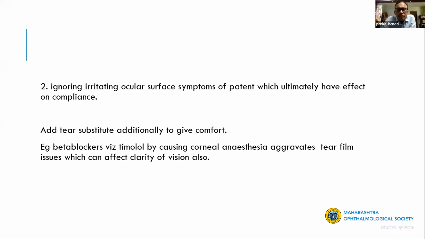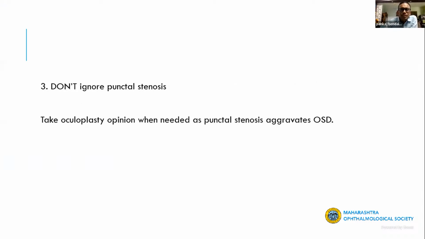Second is ignoring the irritating ocular surface symptoms of the patients, which ultimately have effects on compliance. So adding a tear substitute gives a lot of comfort to the patients. For example, beta blockers like timolol cause some amount of corneal anesthesia that can cause tear film difficulties, may affect clarity, and may have an effect on compliance also. So these are the symptoms which we should not ignore during follow-up, because from the patient side, they are the important symptoms.